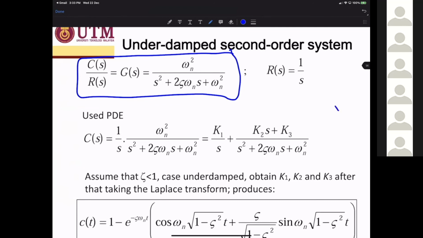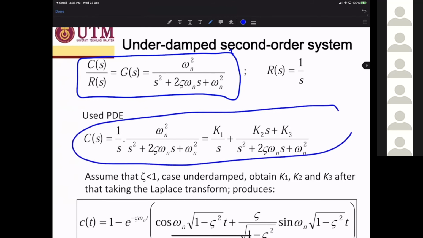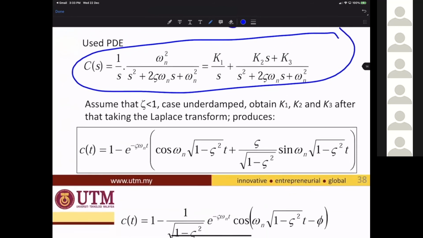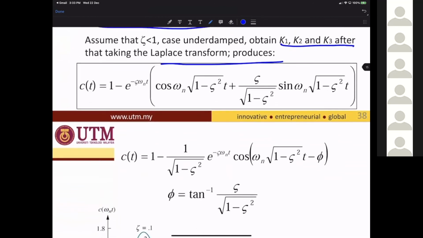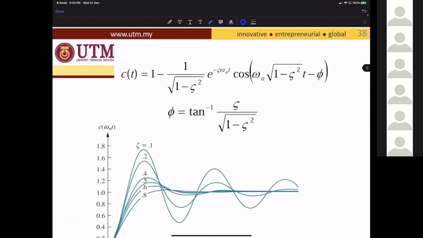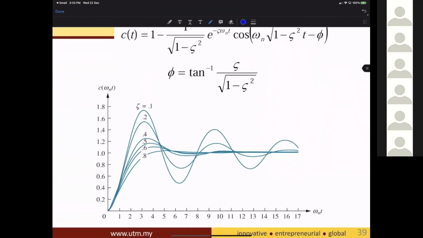InsyaAllah. Jadi using partial fraction expansion, kita boleh derive, okay, for the case of K1, K2, and K3 by taking the inverse Laplace transform. So you don't have to remember the derivations. The important thing is the zeta values will give you a different graph. That's why in assignment, some of you get zeta 0.1, 0.8, 0.6. Okay, so many variations of second order system.